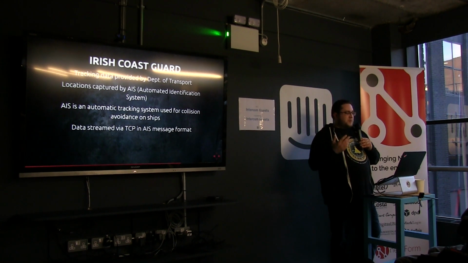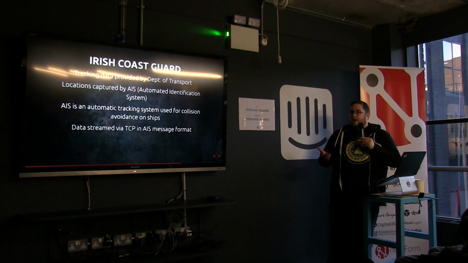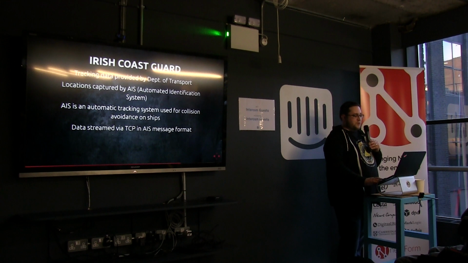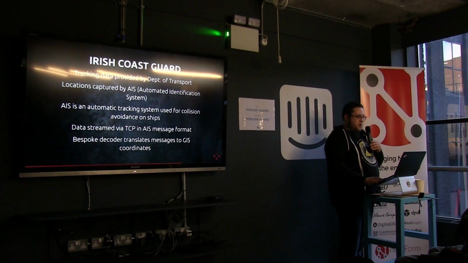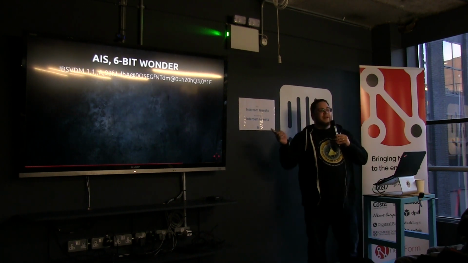And the Department of Transport have a centralized server where it's all collected. They filter it, just give us a few helicopters. We connect to them through TCP and we get back AIS messages, which meant we had to build a decoder to actually read them. So that's the message we get.